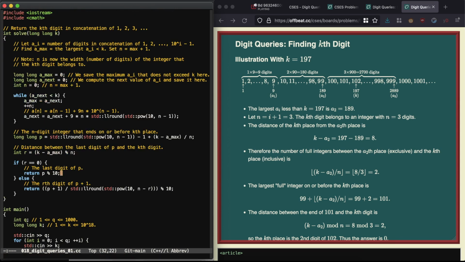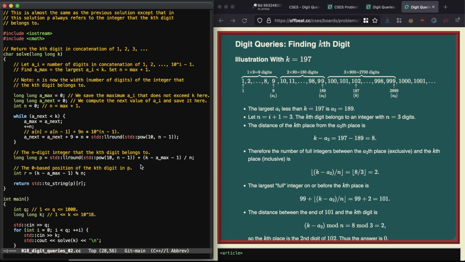I'll just show what has changed. So here we had k minus a_max, and then again here we have k minus a_max. So all those things have become k minus a_max minus 1, and again k minus a_max minus 1. So we reduce the difference by 1, and we're again dividing by n, modulo n, all that is fine.